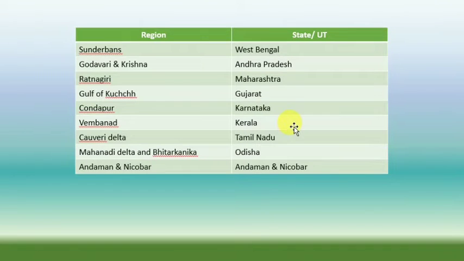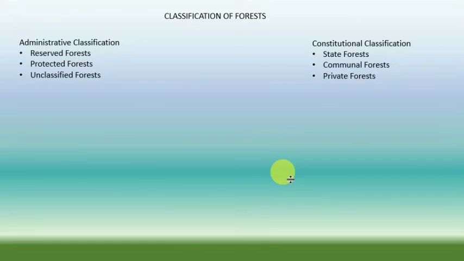These are some regions which are very important, such as Sundarban in West Bengal, Godavari and Krishna in Andhra Pradesh, Ratnagiri, Maharashtra, Gulf of Kutch, Gujarat, Kundapur, Karnataka, Vembanad, Kerala, Kaveri Delta, Tamil Nadu, Mahanadi Delta and Bhitarkanika, Odisha, Andaman and Nicobar in Andaman and Nicobar. Very important from the exam point of view, you should remember these names.